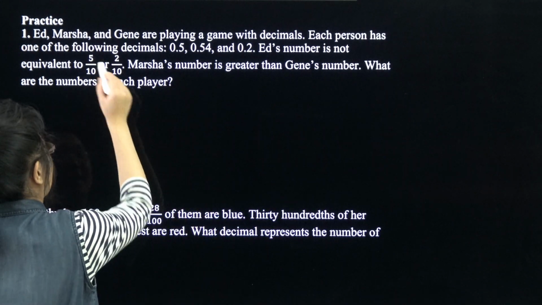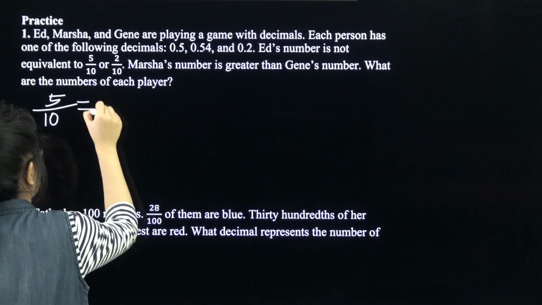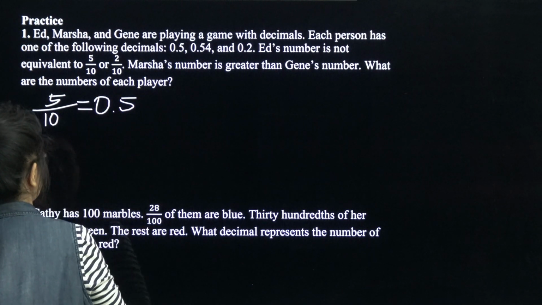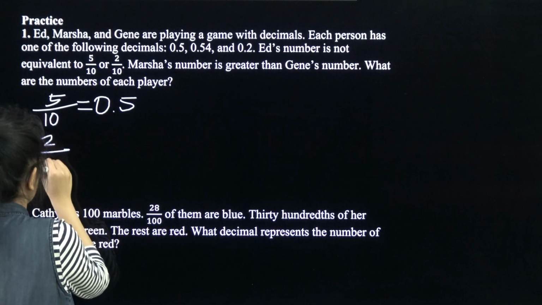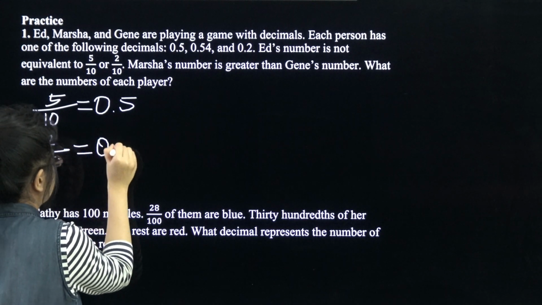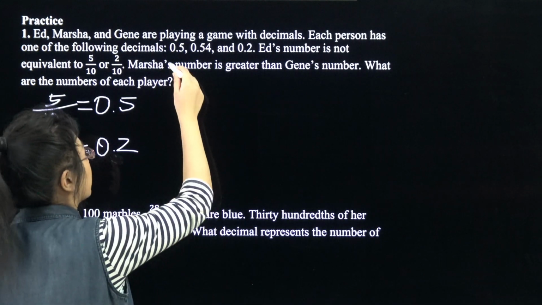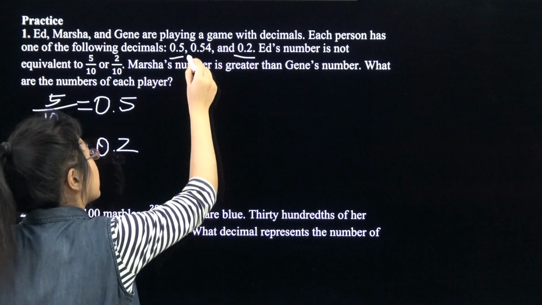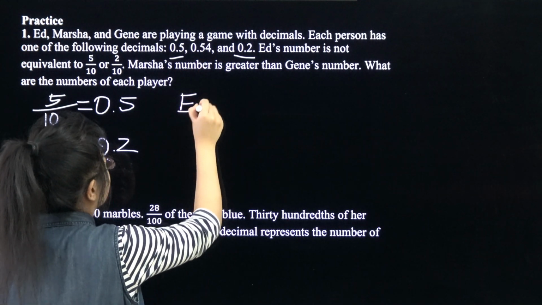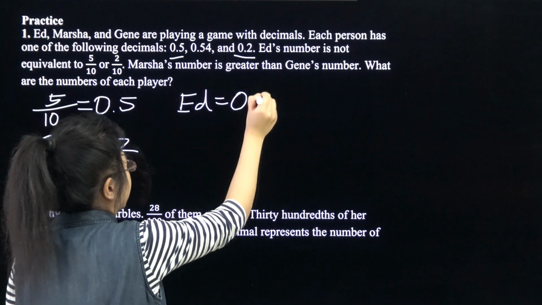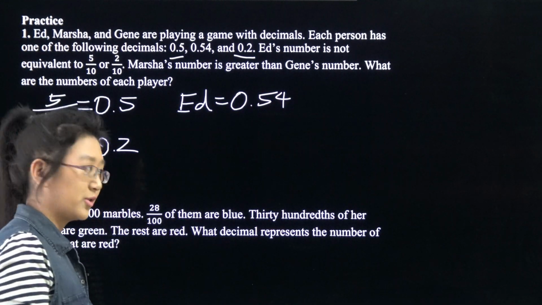So we know that 5/10 in decimals is equal to 0.5 because of the 1 decimal place, and 2/10 is equal to 0.2. Now, the only score except 0.5 and 0.2 is 0.54. So Ed has 0.54. It's recommended to write this down in full sentences once you're done.